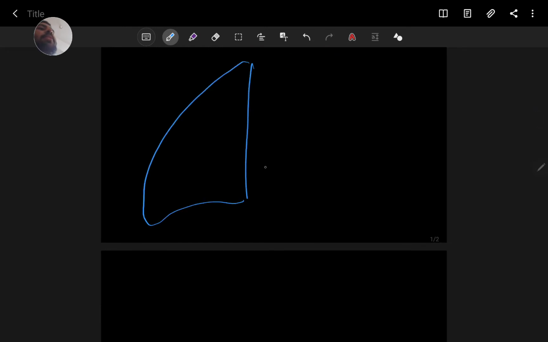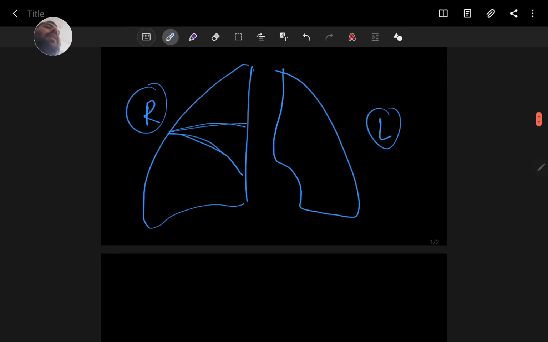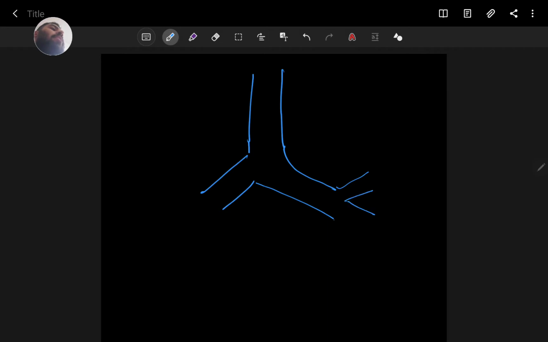This is your lung. This is your other lung with a cardiac notch. This makes it the left lung and this is your right lung. Now in the right lung you have two fissures: the oblique fissure and the horizontal fissure. And here you have just the oblique fissure in the left lung, dividing the left lung into two lobes and the right lung into three lobes. Very clear. Now you know that the trachea divides into primary bronchi, and these primary bronchi divide into secondary bronchi.